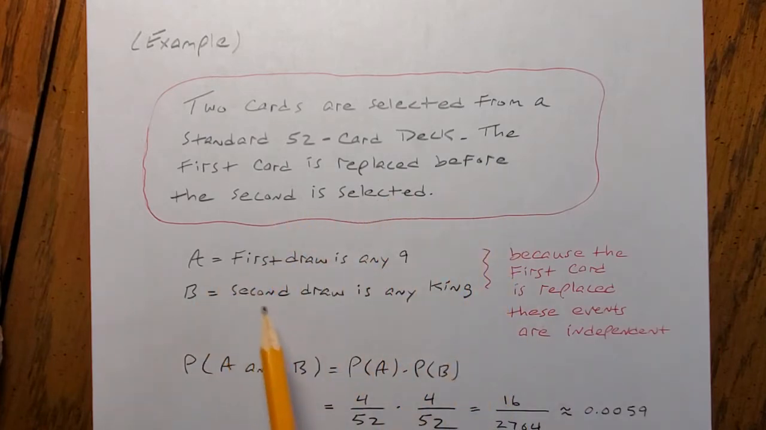So let's think about these events occurring in sequence. The first draw is any 9, and the second draw is any king. Okay, now first of all, are these independent or dependent events, and why? All right, answer to that is they're independent. The reason, if you replace the card and reshuffle the deck, you're starting over when you have the second draw. Whatever happened in the first draw, the deck has already forgotten it. It has no way to remember. You put the card back, you shuffled it, you're starting over. That's why they're independent. What happens on the first draw has nothing to do with what happens on the second draw. Okay?